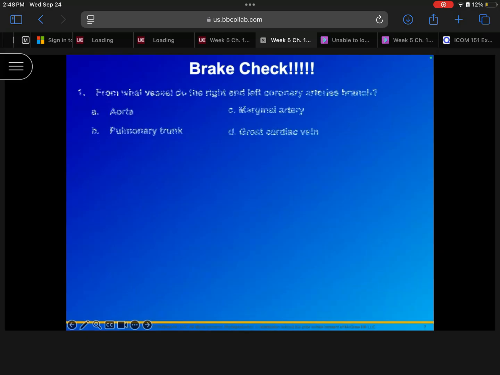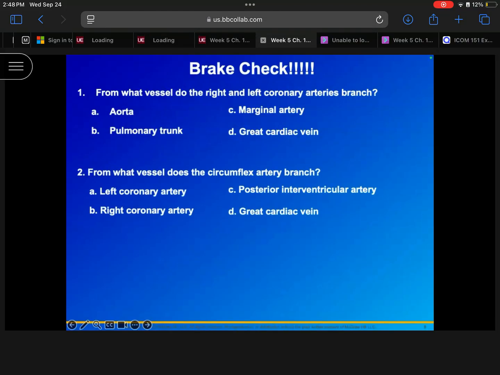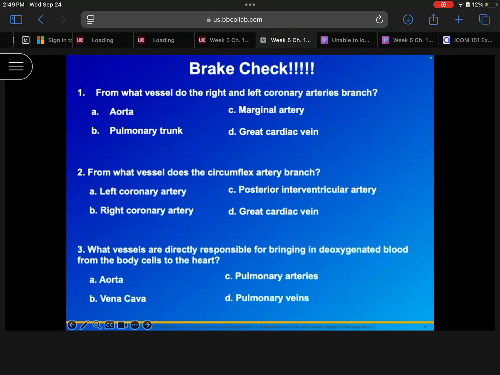All right. Break check. From what vessel do the right and left coronary arteries branch? Very good. The aorta. Everybody says aorta, right? Great. All right. From what vessel does the circumflex artery branch? Are we awake? Great. It's going to branch from the left coronary artery. And what vessels are directly responsible for bringing in deoxygenated blood from the body cells to the heart? Very good. The vena cava, superior and inferior vena cava. All right, nice job.